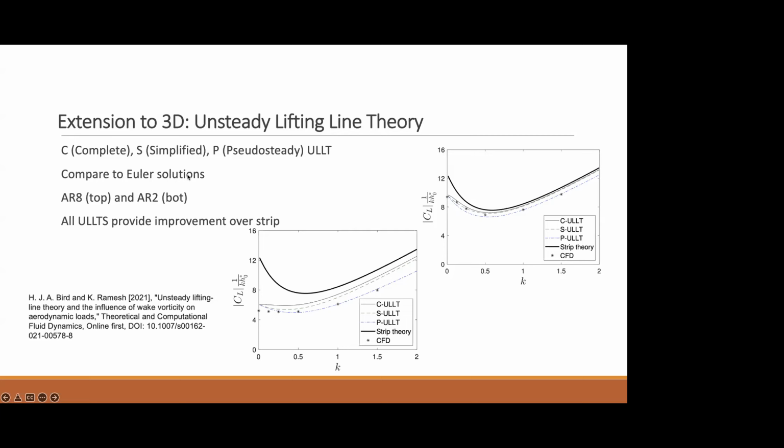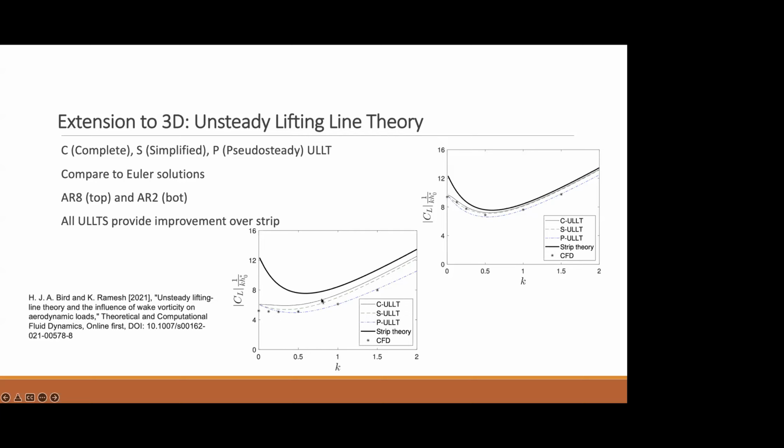So this plot shows the results for an aspect ratio 8 wing, and this plot shows results for an aspect ratio 2 wing. So let's first look at aspect ratio 8. Here the CFD results are shown by the star symbols, and we have the 3 ULLTs, and we can see that all 3 of them compare quite well to CFD across the range of reduced frequencies. Now, many researchers use strip theory for 3D, and the strip theory is shown in black over here. So we can see that unsteady lifting line theory provides a very good improvement over strip theory, especially at low reduced frequencies.